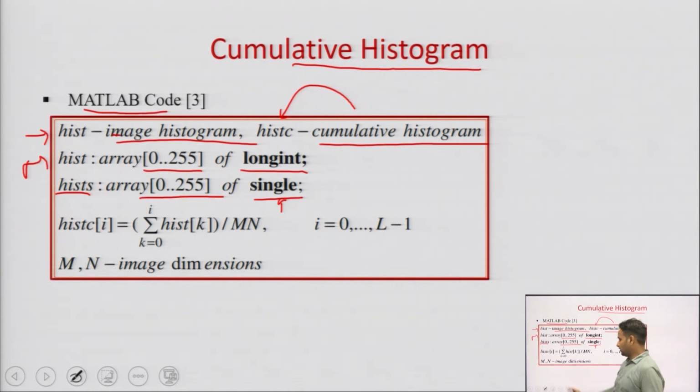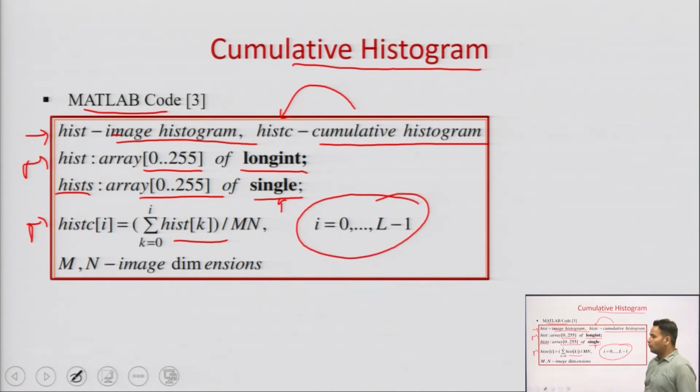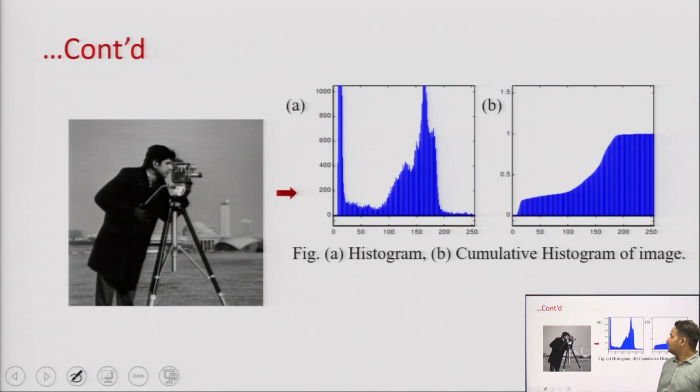And if we talk about the cumulative histogram hist c of I, then your histogram must be divided by m into n, where m and n are the dimensions, and I varies from 0 to L minus 1. How many levels are there? There are 256 levels in total, so the value of I is from 0 to 255.